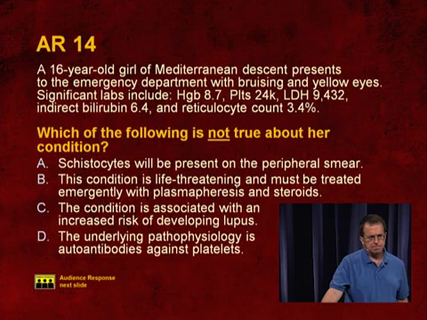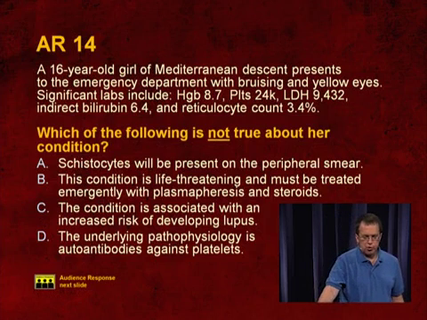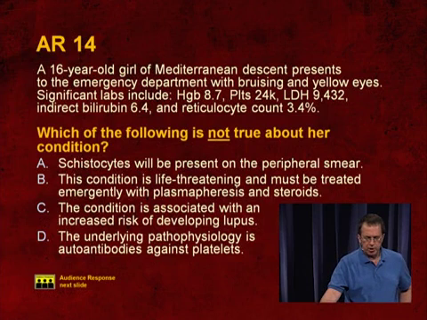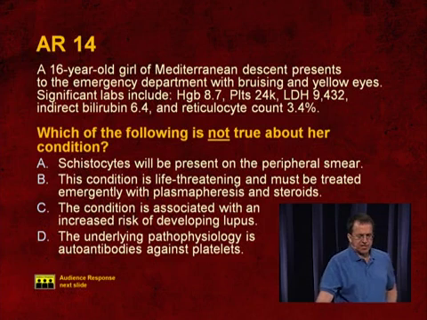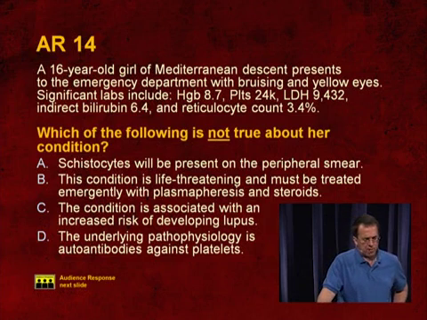Okay. A 16-year-old girl of Mediterranean descent presents to the emergency department with bruising and yellow eyes. Significant labs include hemoglobin, platelets, super elevated LDH, big bilirubin, reticulocyte count. Okay. This is the poop-your-pants disease. It's very rare, but I've seen it a couple of times. And this was from her history. I think these were her labs.